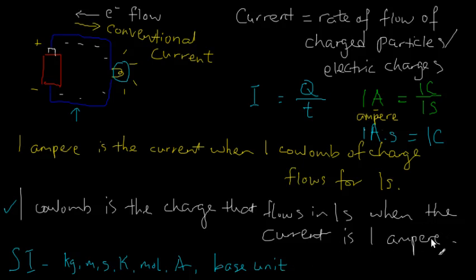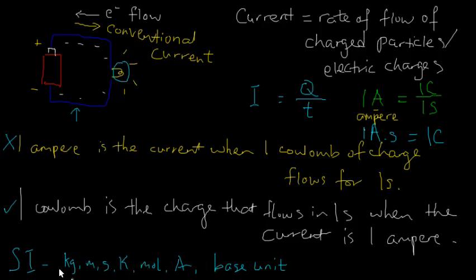So fine, if this is how I want to define the coulomb, it means that I can't define an ampere like that. I can no longer say that an ampere is defined as a coulomb divided by 1 second. Because if I do that, I will have a circular argument. So there has to be another way to define ampere.